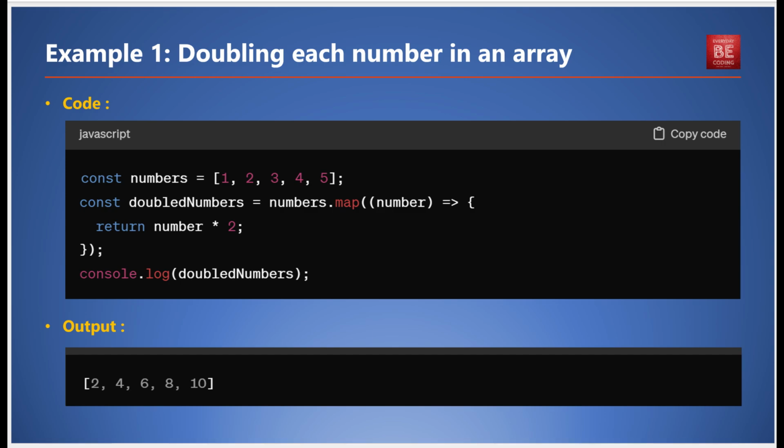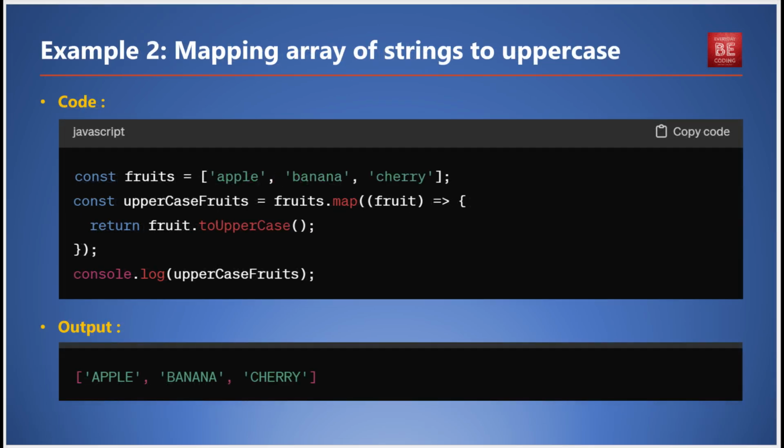Imagine an array of numbers and we want to double each number. We can achieve this using the map method. The end result would be a new array with each number doubled. Or perhaps we have an array of fruit names written in lowercase and we want them all to be in uppercase. Again, using the map method, we can create a new array with all fruit names in uppercase.